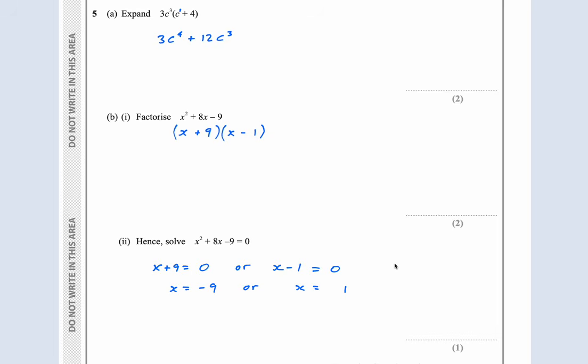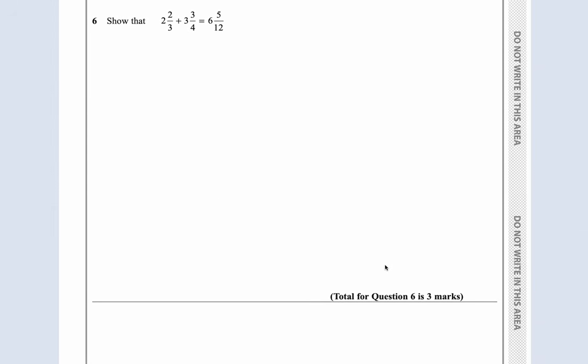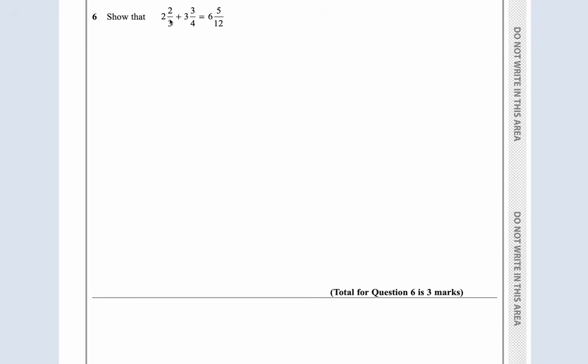Okay. Question 6. Show that this plus this equals this. Okay, this is a fairly standard question, guys, that you're going to get pretty much in every exam, so make sure you can do it.